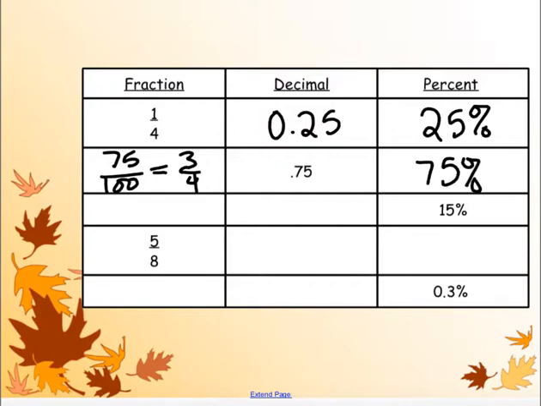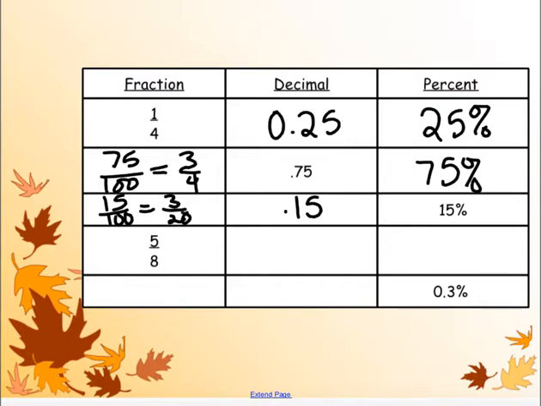What if we start with a percent like 15%? Well, to go backwards to a decimal, instead of multiplying by 100 to get from a decimal to a percent, we're going to go backwards and divide by 100 and move the decimal back twice. And then we just have 15 hundredths, which is 3/20.